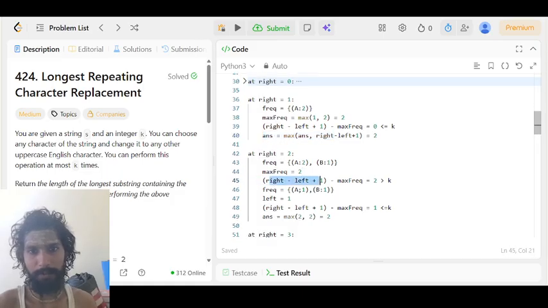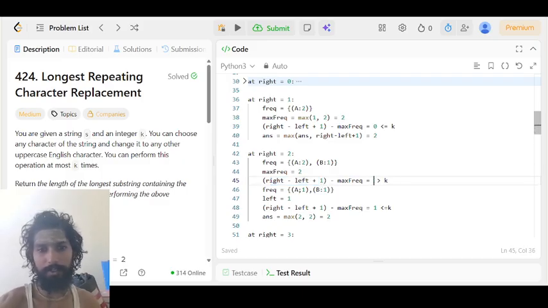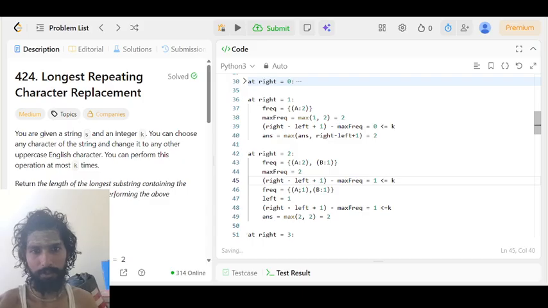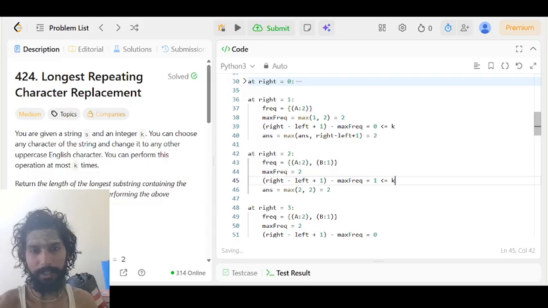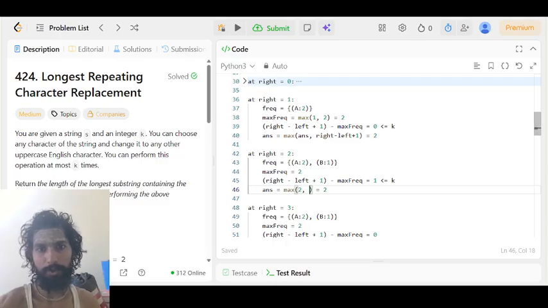Now here right minus left plus 1. That is equal to 2 minus, left is equal to 0. So 2 minus 0 plus 1, 3. 3 minus 2 is equal to 1. So 1 is actually less than or equal to k. So this thing won't take place. We will simply say answer equal to max of the previous answer 2 and right minus left plus 1. 2 minus 0 plus 1, 3. So answer will become 3.